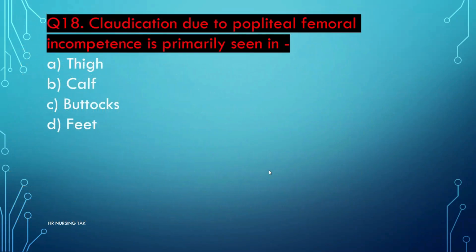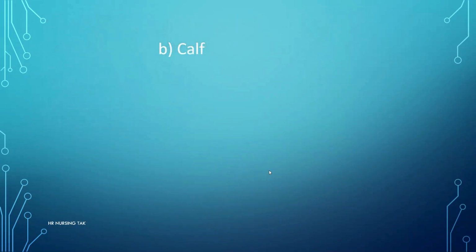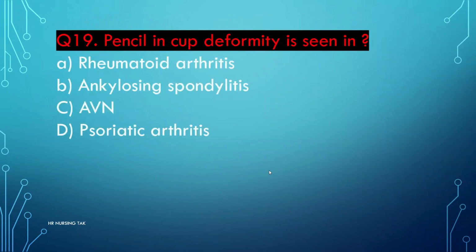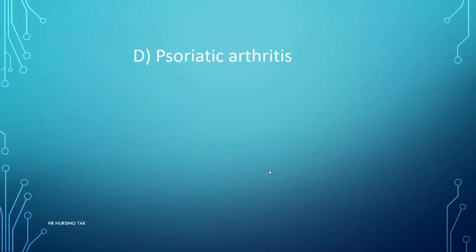Question 18. Claudication due to popliteal femoral incompetence is primarily seen in A. Thigh, B. Calf, C. Buttocks, D. Feet. Correct answer is B. Calf. Question 19. Pencil in cup deformity is seen in A. Rheumatoid arthritis, B. Ankylosing spondylitis, C. AVN, D. Psoriatic arthritis. Correct answer is D. Psoriatic arthritis.